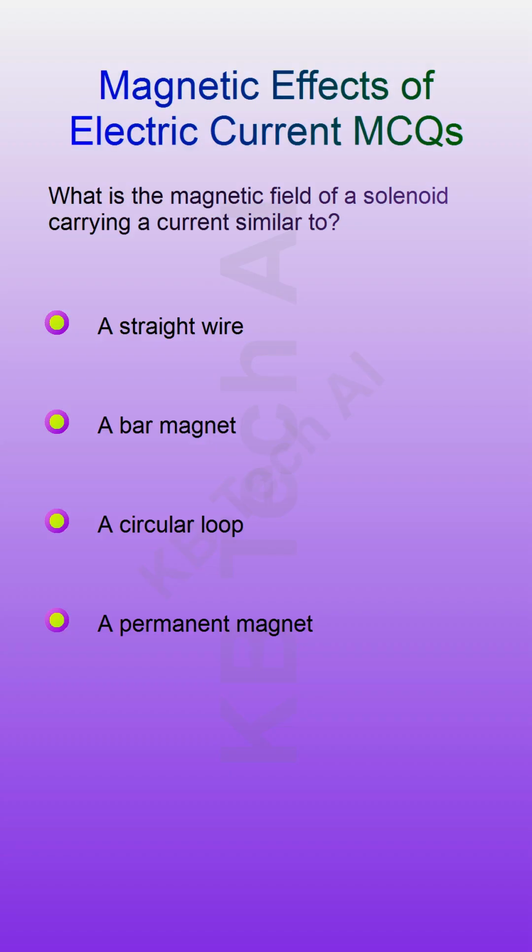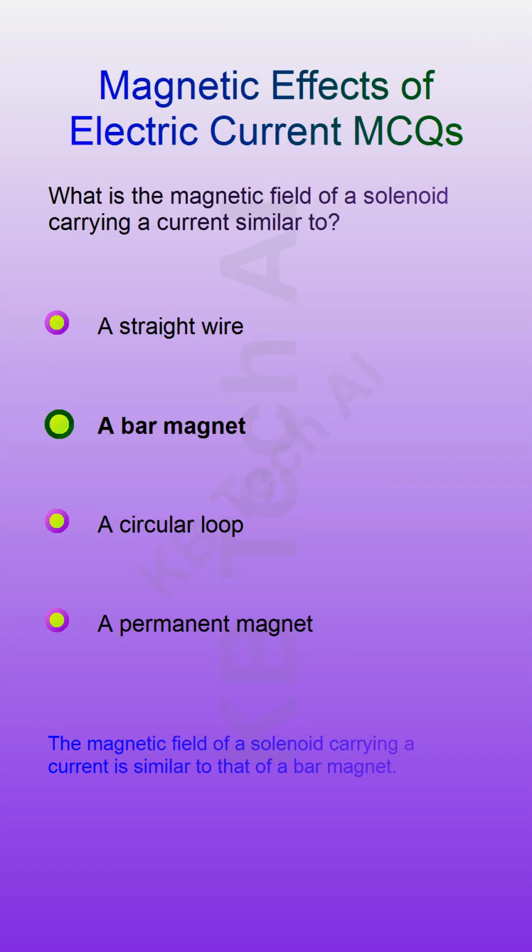What is the magnetic field of a solenoid carrying a current similar to? Option 1, a straight wire. Option 2, a bar magnet. Option 3, a circular loop. Option 4, a permanent magnet. The answer is, option 2, a bar magnet.